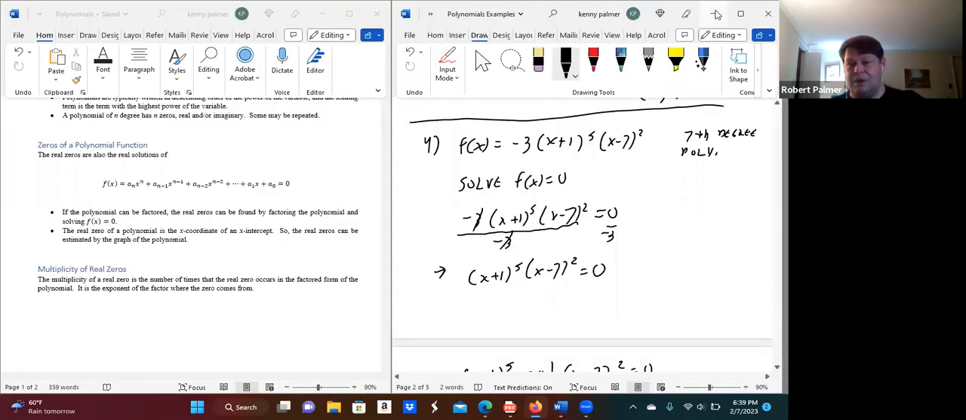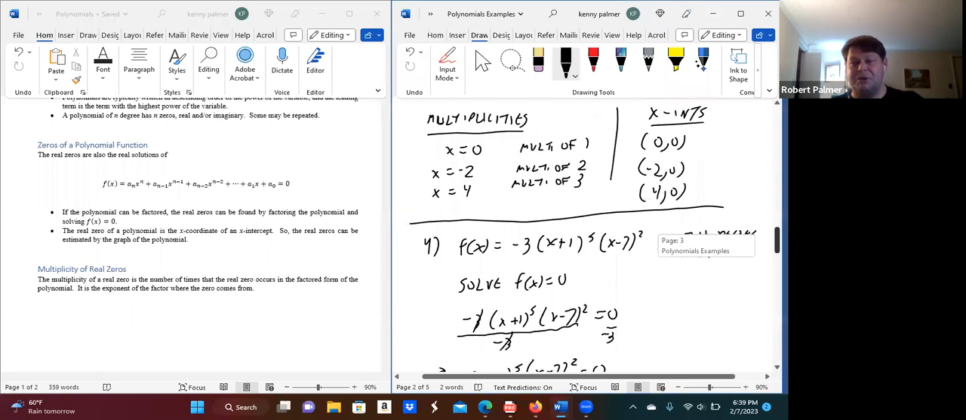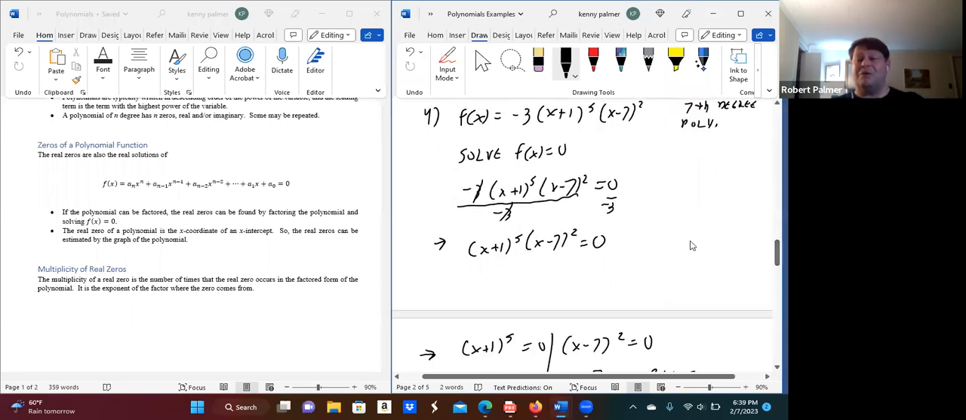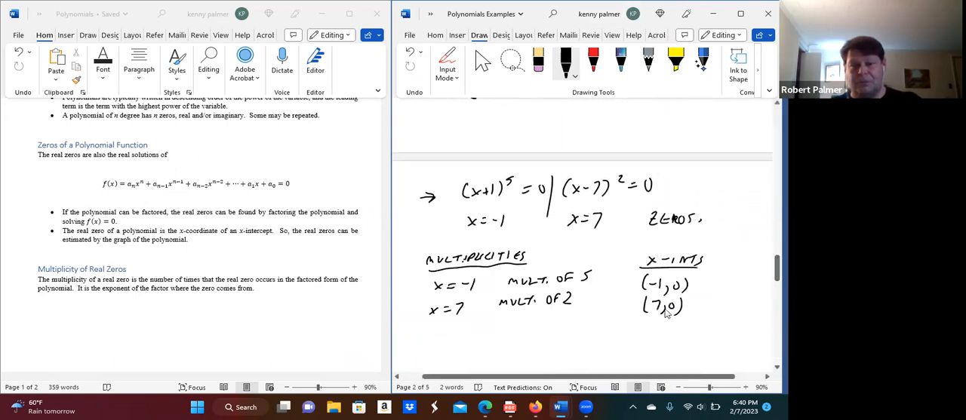All right. So that's the idea of finding the zeros of a function. Now, in many cases, you can't factor a function. So you may just have to plug it in and graph it. And then you can estimate the real zeros that way. And then that will give you the idea that the real zeros are the x-intercepts. Okay.